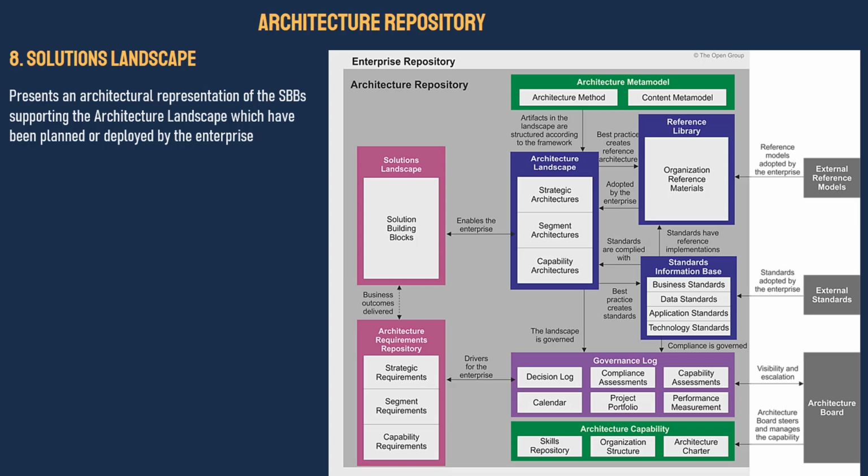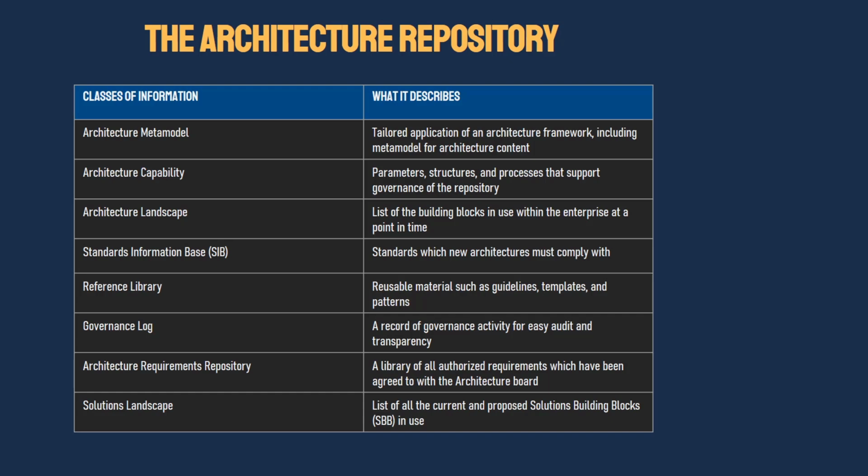Let's explain it once again in a fresh manner. The architecture repository consists of 8 classes of information. The first is the architecture meta model. This is described as a tailored application of an architecture framework, including a meta model for architecture content. The second is architecture capability. This describes parameters, structures, and processes that support the governance of the overall repository. Next is the architecture landscape. It describes a list of building blocks that are currently in use within the enterprise at any point in time.